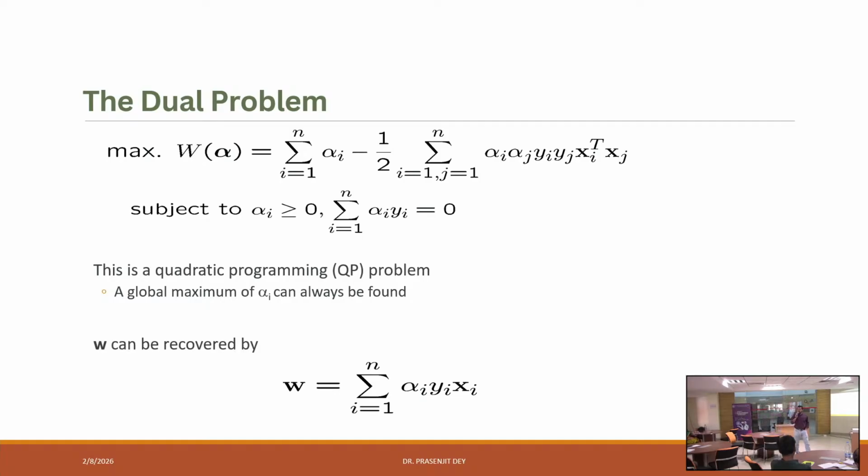However, in the dual problem, as we need to get alpha I, and alpha we always need to maximize. We need to get how many positive or non-zero alphas there are. So the primal problem was a minimization problem, and the dual problem now becomes a maximization problem, where we need to get the maximum out of it, not the minimum. That is the distinction between the primal problem and the dual problem.